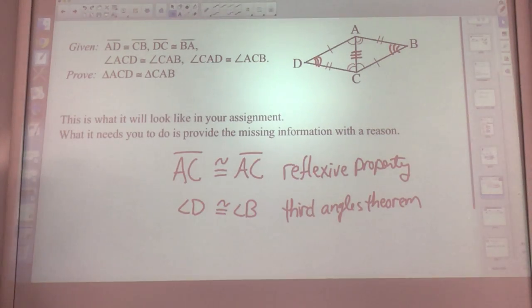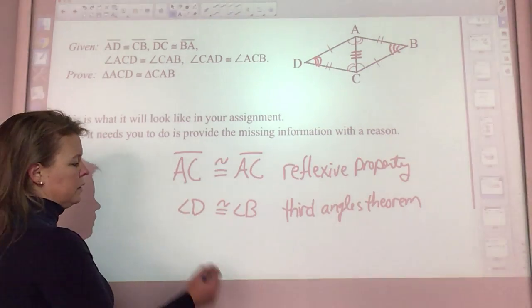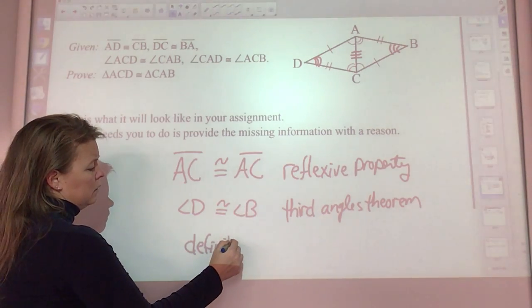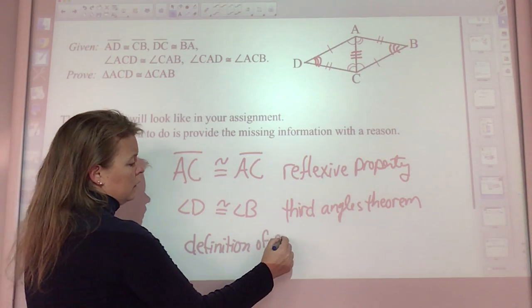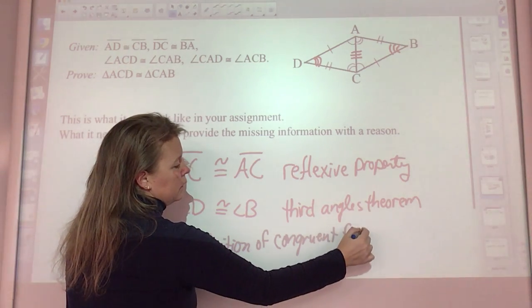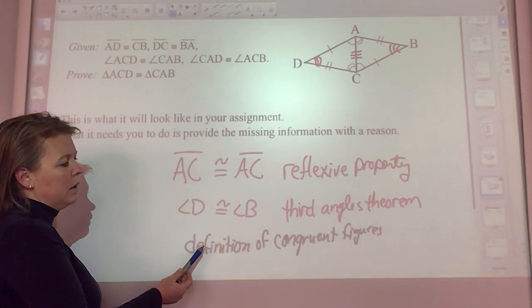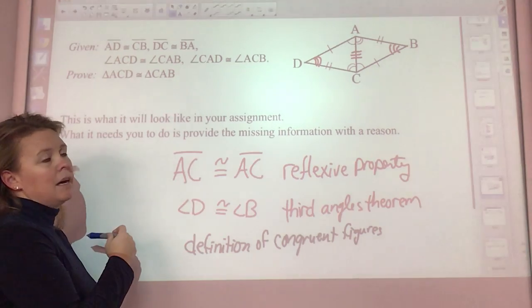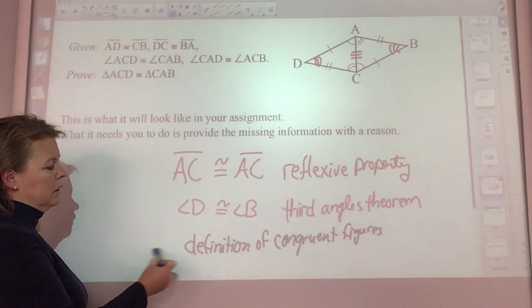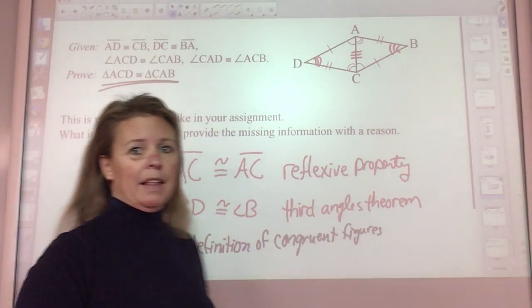Prove that triangle ACD is congruent to triangle CAB. They already gave us the congruent statement. Why are those congruent? Basically, the definition of congruent figures. This isn't in your cheat sheet, but we had definition of congruent figures at the beginning of chapter 4, section 4.1. Congruent figures has all congruent sides and all congruent angles. We now have all three congruent sides and all three congruent angles. So the definition of congruent figures is how we prove that's true.